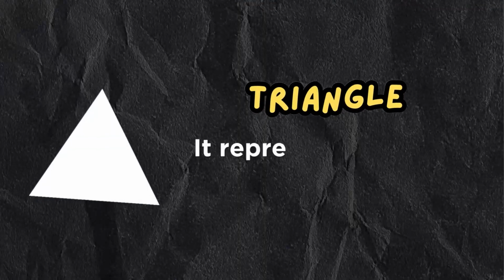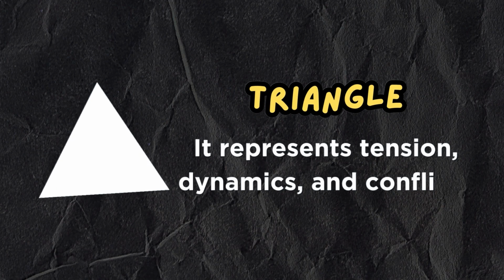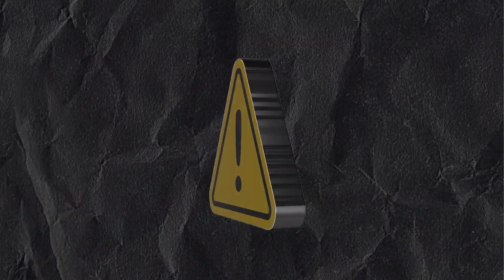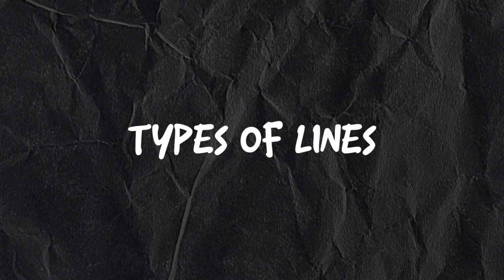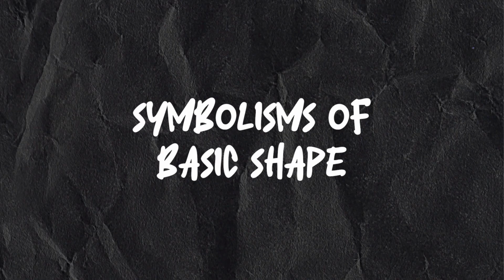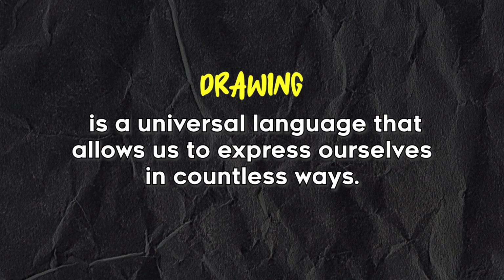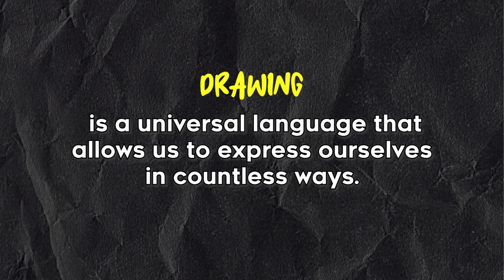Ang triangle, on the other hand, represents tension, dynamics, and conflict. In a warning sign, a triangle with an exclamation mark signifies danger or caution. Mga learners, yan ang basics ng drawing, mga types of lines, at ang symbolism ng basic shapes. Remember, drawing is a universal language that allows us to express ourselves in countless ways.